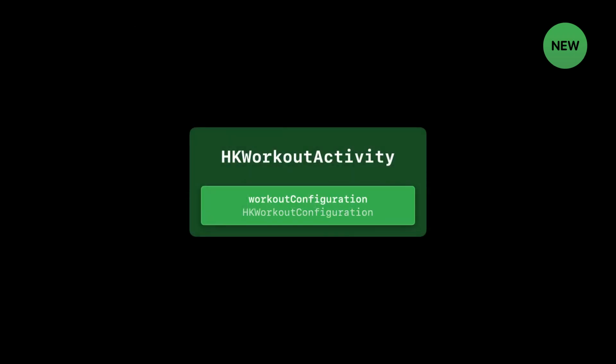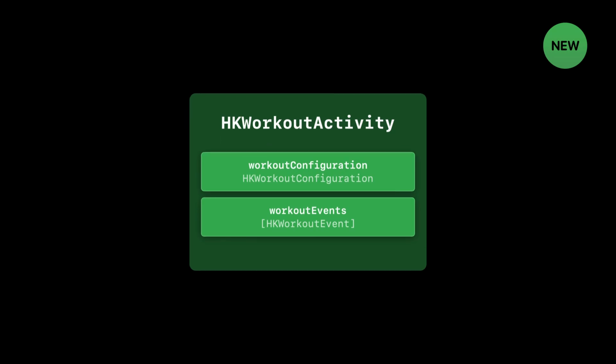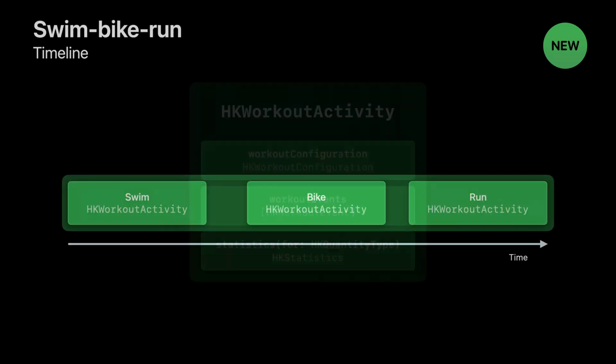Each workout activity is created with its own workout configuration, which includes the activity type. A workout activity holds a list of events that occurred during the activity. And you will be able to read statistics for each activity, which is great for when you're only interested in analyzing what happened during a particular activity.